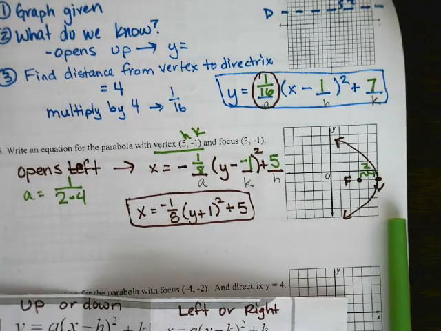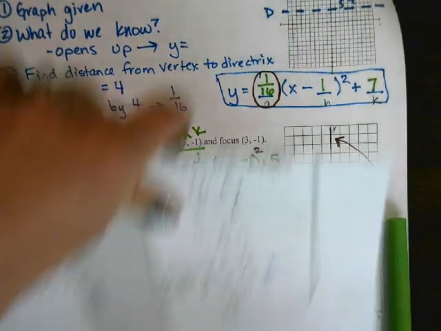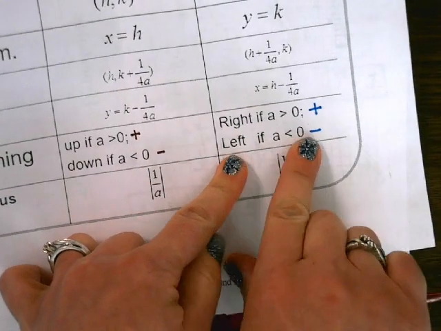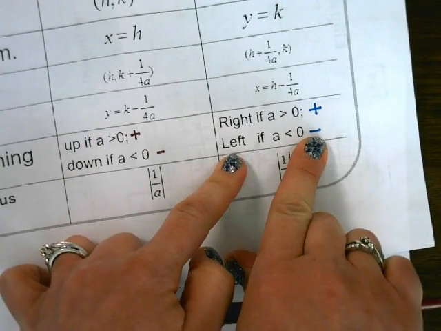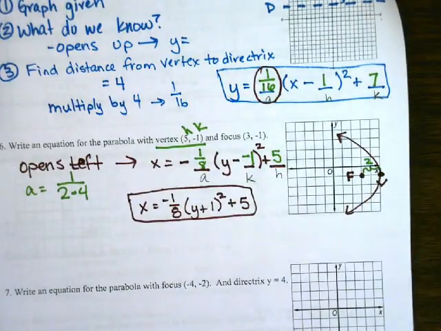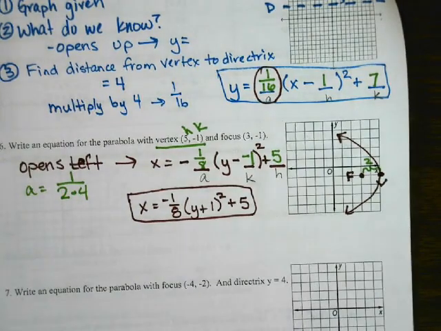You okay with that? Questions? Why is the A negative? Because he opens to the left. So anytime he opens to the left, we know our A has to be negative. Oh, good question. So you sort of have to look at the graph and immediately go, okay, he's negative.